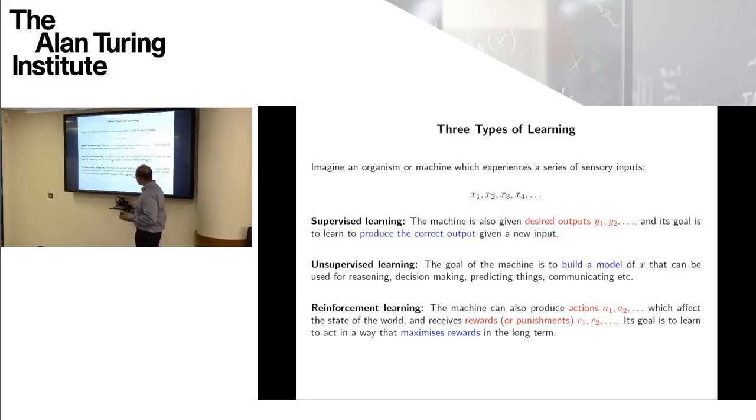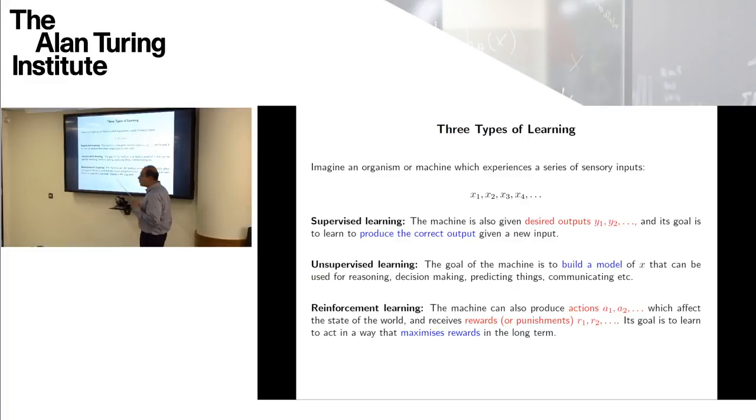And then there is reinforcement learning, where the machine can also produce some actions. Okay, call them A1, A2, etc. And these actions affect the state of the world that the machine is in. So, whereas in these two, in a sense, we're thinking of the machine as somewhat passively taking in data, in reinforcement learning, this machine is an agent in the world. It's taking actions, or you could call them decisions or control outputs or whatever you want to call them, and these affect the state of the world, and then the machine isn't told what its ideal actions should be.